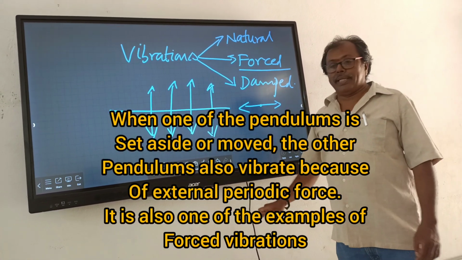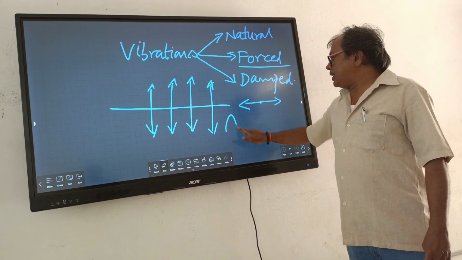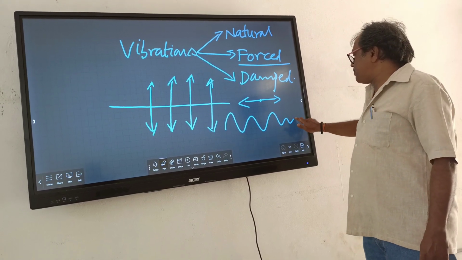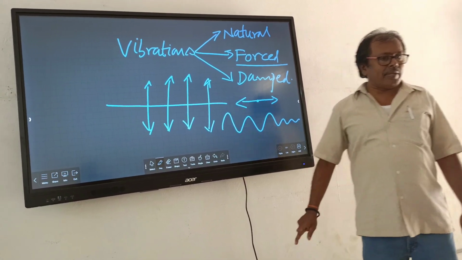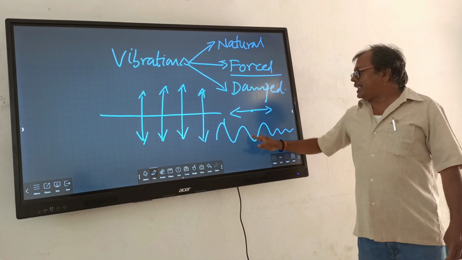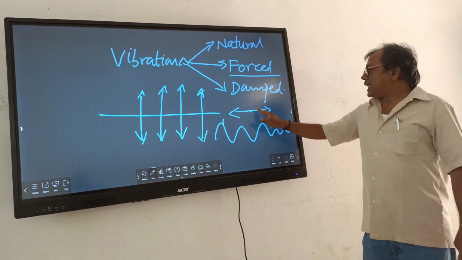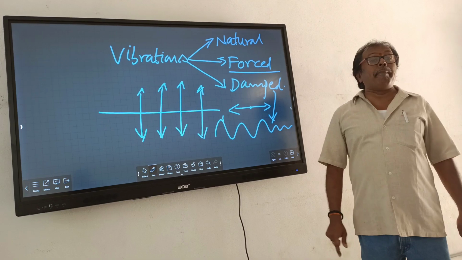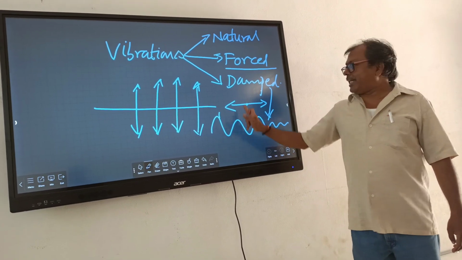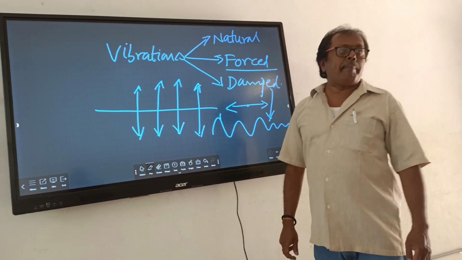Whereas there are some vibrations which go on decreasing with decreasing amplitude. Such vibrations are called damped vibrations. Vibrations of decreasing amplitude are called damped vibrations.